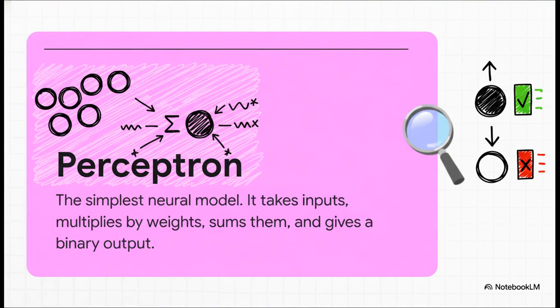So, here it is, the perceptron. It's the simplest possible version of an artificial neuron. It takes in a bunch of inputs, multiplies each one by how important it is, the weight, and adds it all up. Then, a little gatekeeper at the end, the activation function, just checks if the final score is high enough. If it is, it shouts 1 for yes. If not, it says 0 for no.